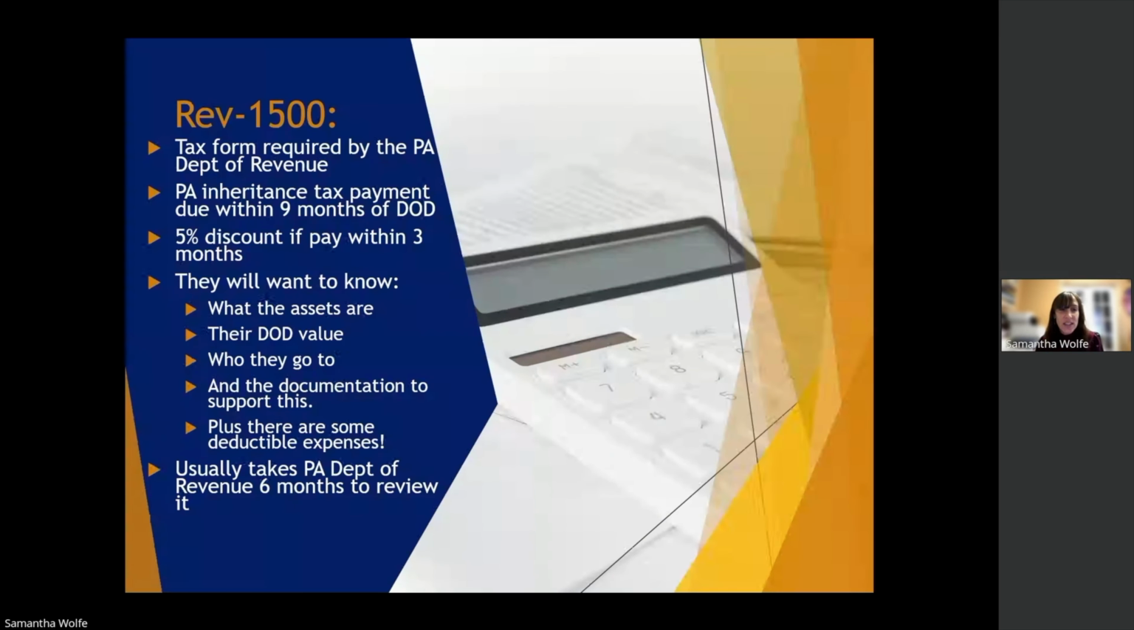For the inheritance tax, you have to fill out the return, plus the Department of Revenue wants to know what assets, what their date of death value is, who the beneficiary was, and we need documentation to support that. So you then can take deductions on certain expenses, and so then that tells you what the tax that's due. Usually it takes the Pennsylvania Department of Revenue 4 to 6 months to review the return and issue the appraisement, and technically the estate is not completely wrapped up until we get that appraisement.